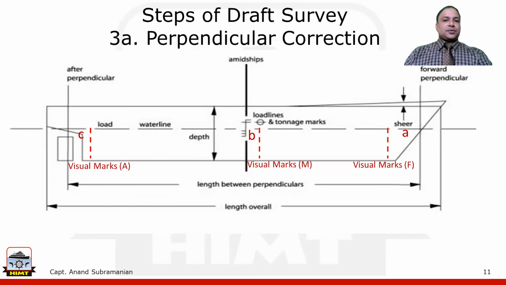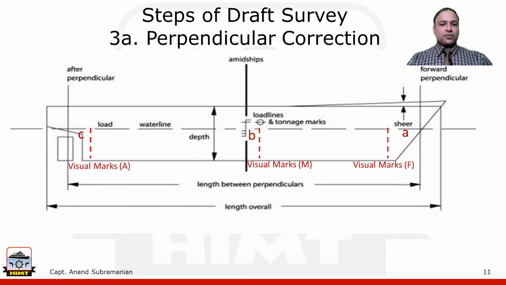Let's look at the various steps of draft surveys from the time when the duty officer reads out the visual drafts till we get the final calculations. As you can see over here, this is the shape of a ship. Aft perpendicular passing through the rudder stock, the forward perpendicular cutting where the summer load line is cutting the stem of the ship in the forward.